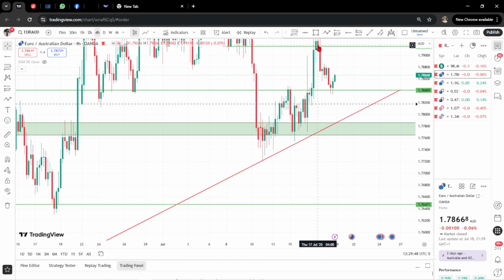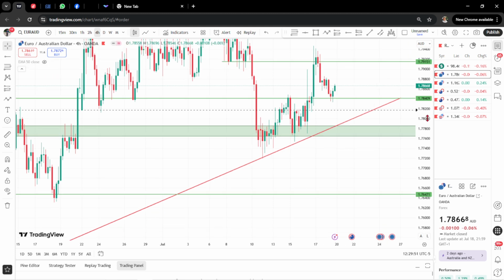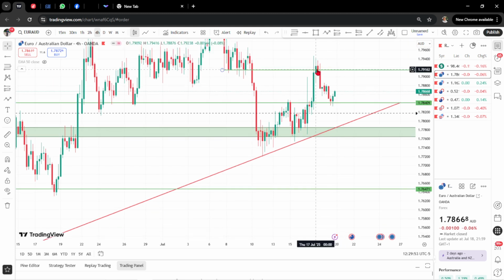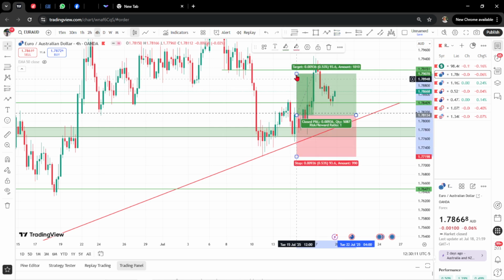Then I put my first TP. You can see this was where my first TP is. So the market came and hit our first level target, and it just retraced back. This black line that is here is where my break even is. But let me just bring back my, so this is where I enter the market.